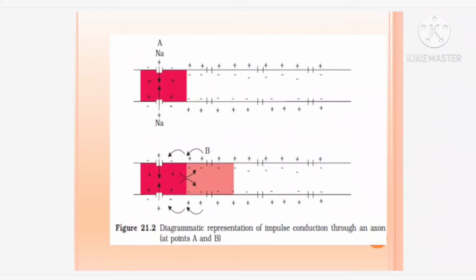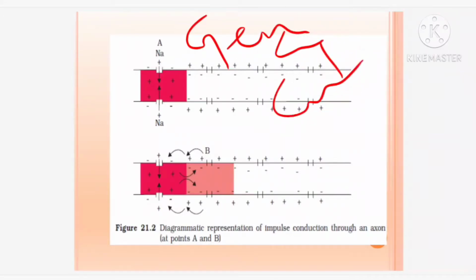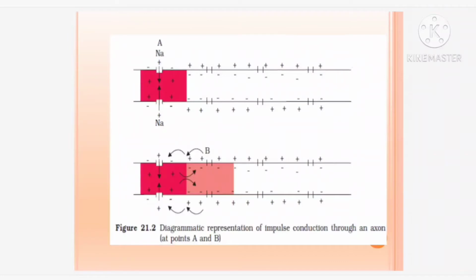Now we are going to discuss generation and conduction of nerve impulse. So what is it? What do you mean by generation and conduction of nerve impulse? Generation means the nerve impulse is generated and it is getting conducted. Conducted means from one neuron to another neuron.